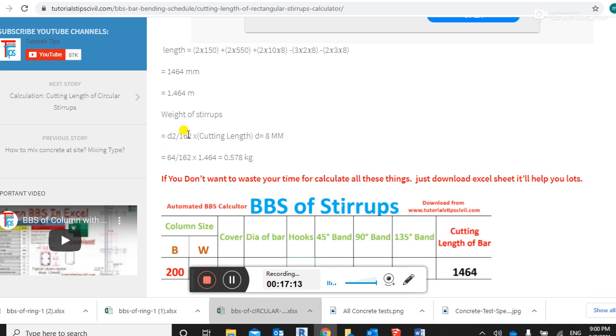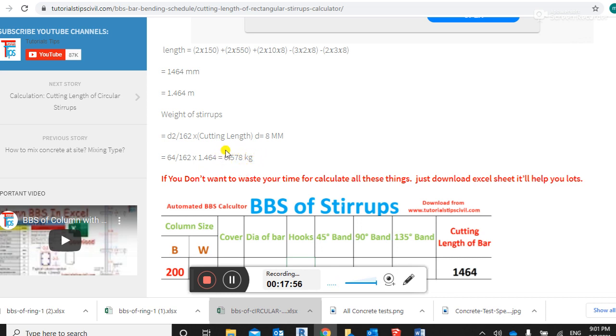Guys, this is the formula for calculating the weight of steel rebars: D square divided by 162 into cutting length. D equals 8 millimeter, this is the diameter. Square of 8 is 64. Divide by 162, into the length of our rebars, 1.464. It becomes 0.58 kilogram.